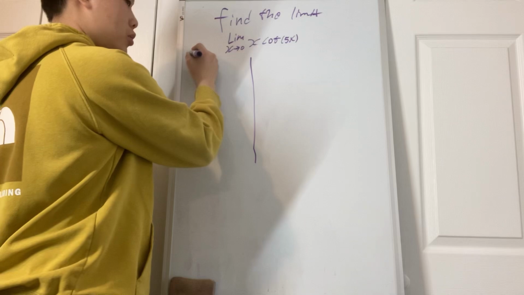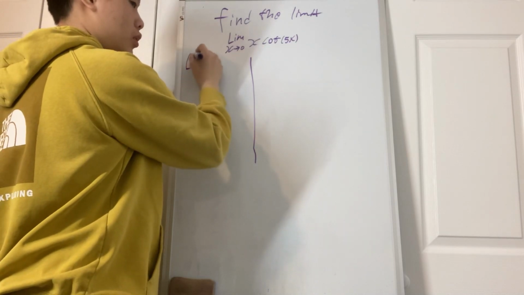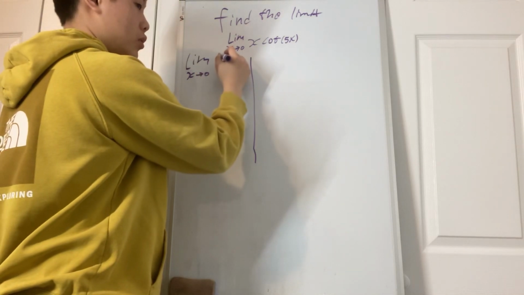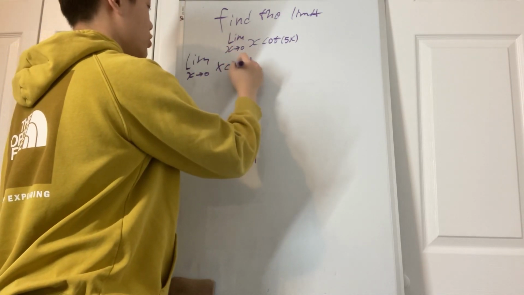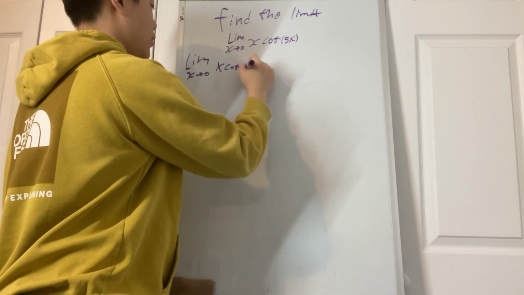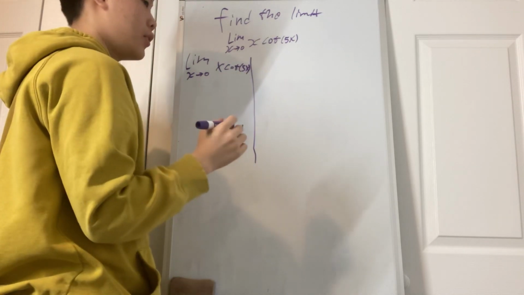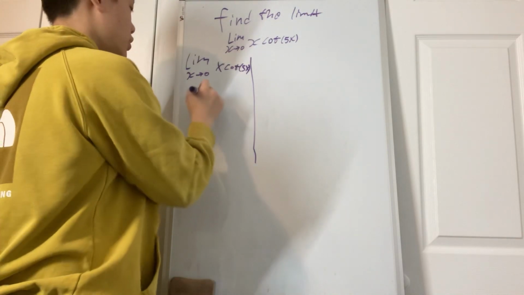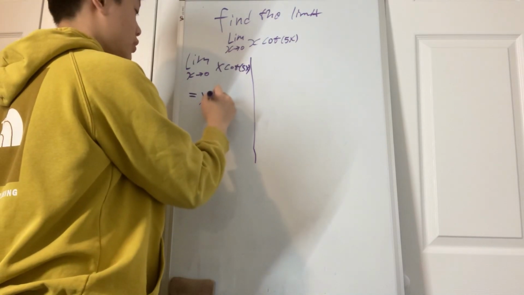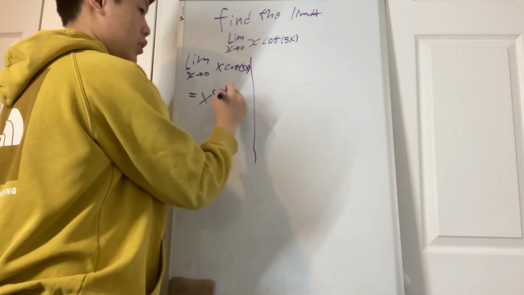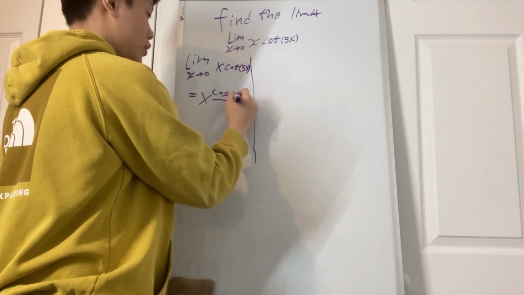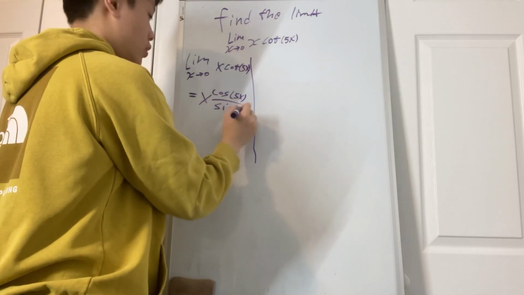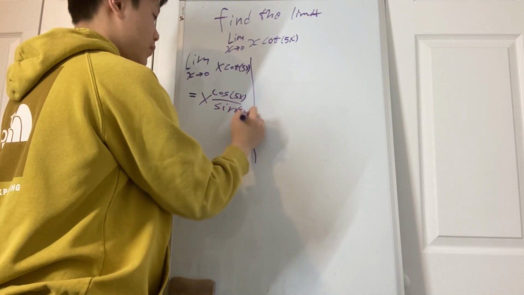If we use direct substitution, we get limit x goes to 0, x cotangent 5x. And if you use Pythagorean identity, you could make it x cosine 5x over sine 5x.